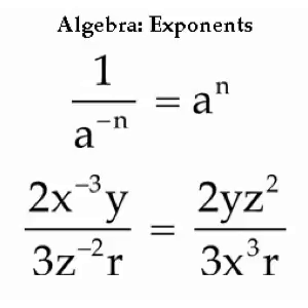So our final answer on that one will be 2yz squared over 3x cubed r. And I just put them in alphabetical order on top and bottom. You don't really have to, but you can.